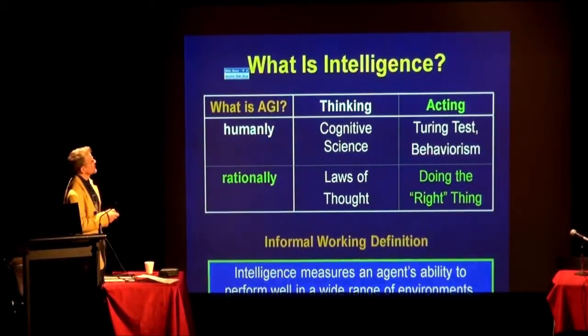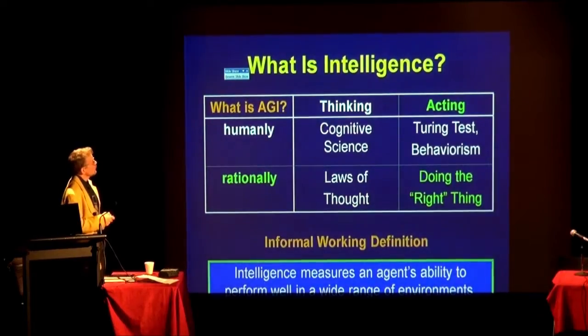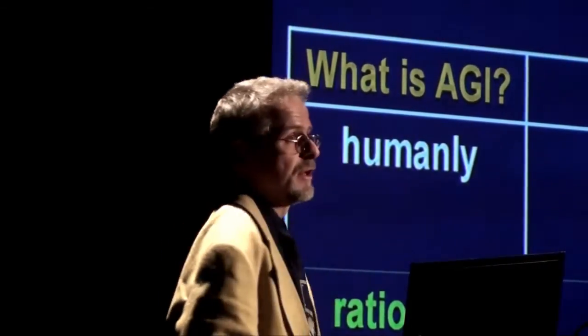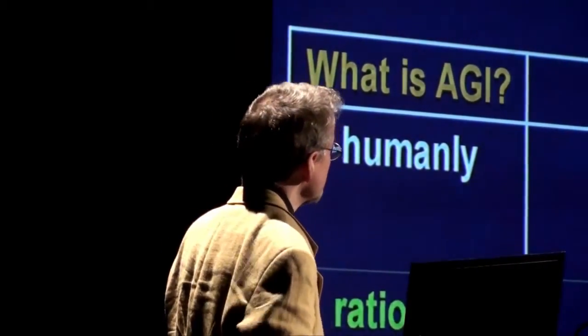So first, what is intelligence? This nice box is very useful. There are many angles you can categorize intelligence. One of the important ones is, is it about thinking processes or about acting? And the other one, is it about humanness or is it about rationality? And then you can look at these four corners.